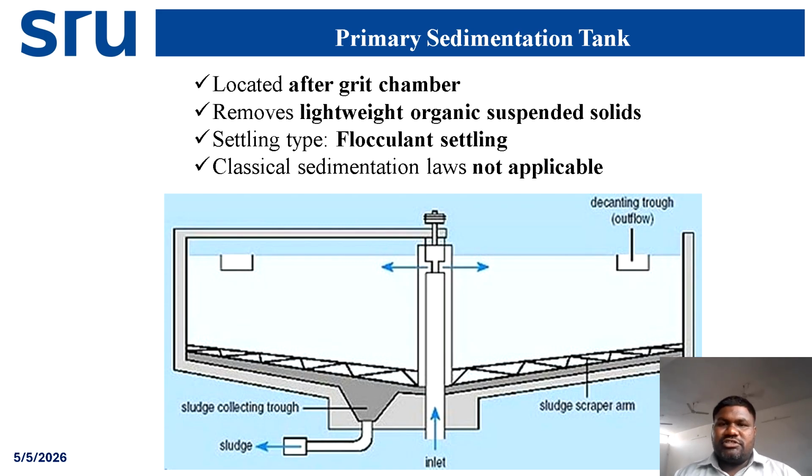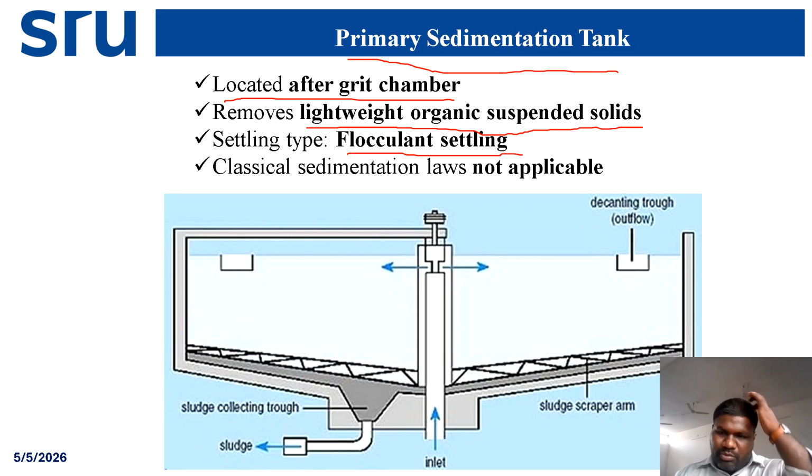Now, the primary sedimentation tank. It is located after the grit chamber. It removes lightweight organic suspended solids. The settling type will be flocculent settling. Here we need to provide a particular time called the detention time, and only then do the suspended solids settle at the bottom of the tank. So detention time will be the major factor in removing the suspended solids.